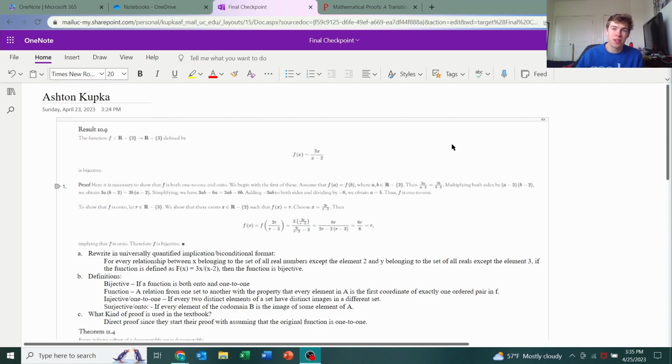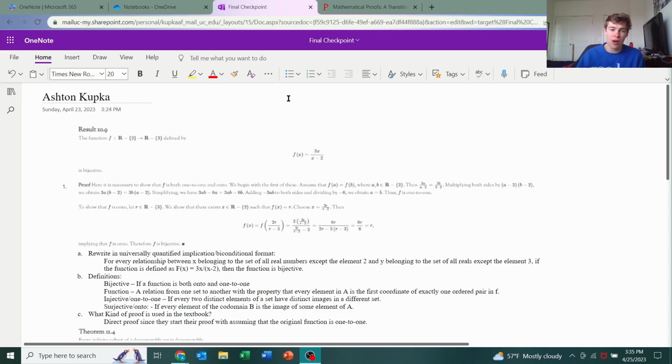And today we're going to be investigating two theorems, and first we're going to rewrite them in Universal Quantified Implication / biconditional format. I'm going to give you some definitions in order to help you understand what's going on, and then finally I'm going to say what kind of proof is used in the textbook. So the first we're going to look at is going to be result 10.6, which is rewritten in Universal Quantified Implication / biconditional format.